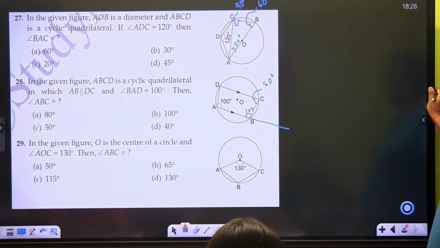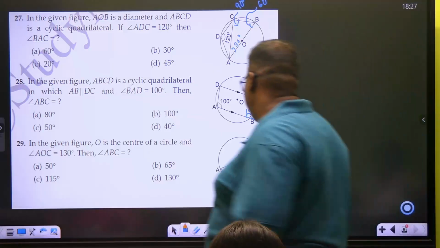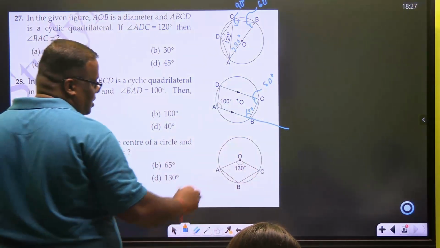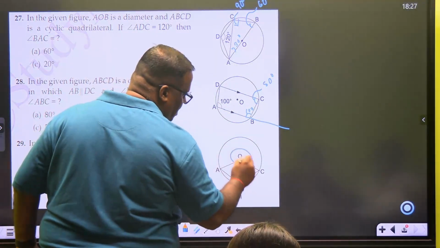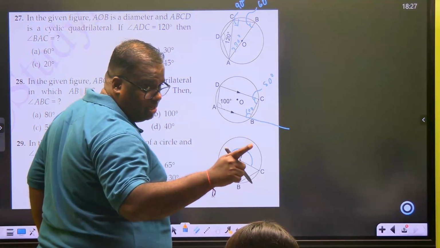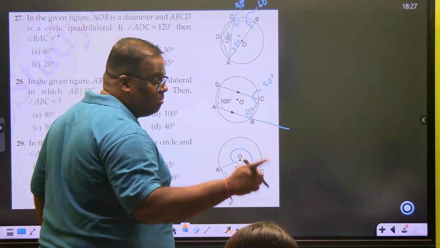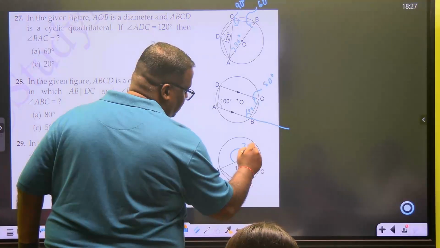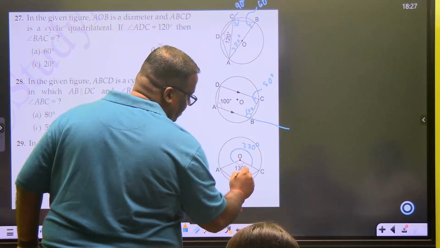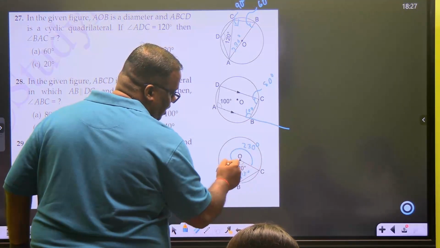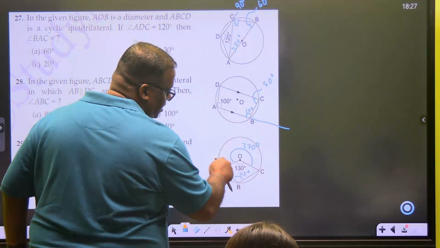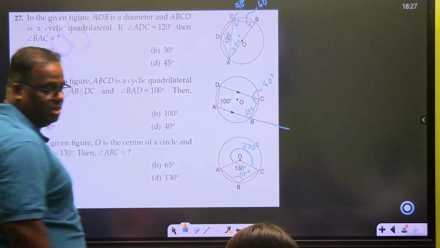Last is not a cyclic quadrilateral, huh? Mind you. Last question is very interesting. Last question is like this. See, this angle has no relevance. If this is 130, then how much is this angle? 360 minus 100, 260. 260 minus 30, this is 230. If this is 230, then this is 115 degree. Angle subtended by an arc, the major arc CA at the center is twice the angle subtended.